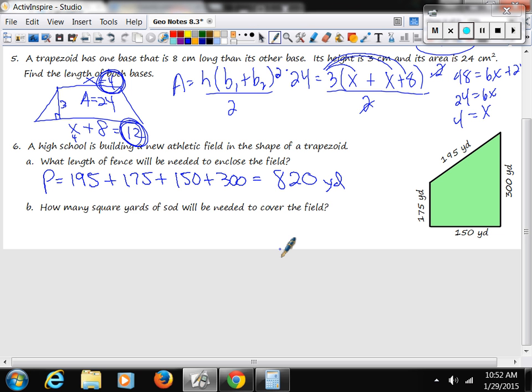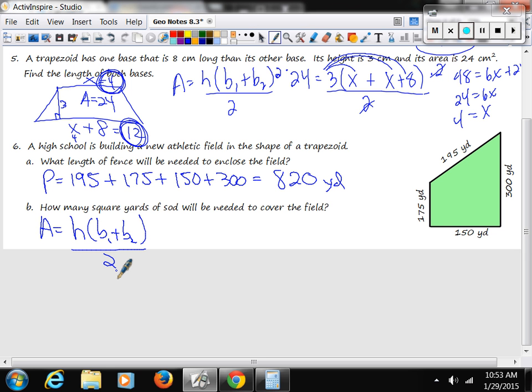How many square yards of sod is needed to cover the field? So to get the square yards, I'm going to use my area formula. Height times base 1 plus base 2 over 2. So what are my numbers? What's my height in this one? 300 is the height? No. 150 is the height. No, 175 is the height? No. 150. But I thought the height had to go up. No, because the lines are not perfect. So the height doesn't have to go up?